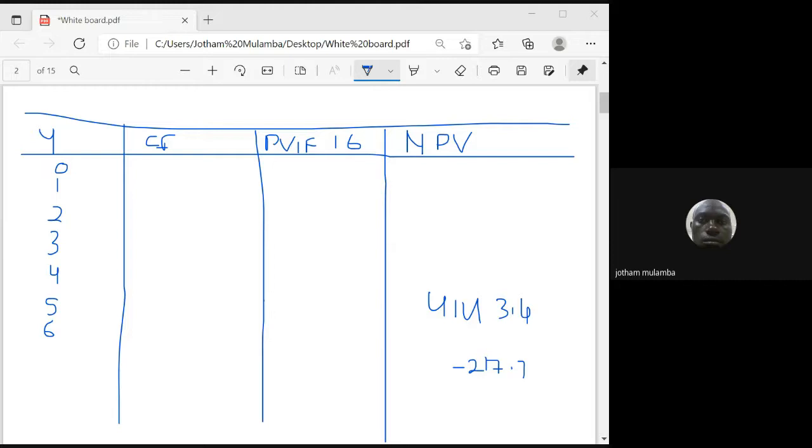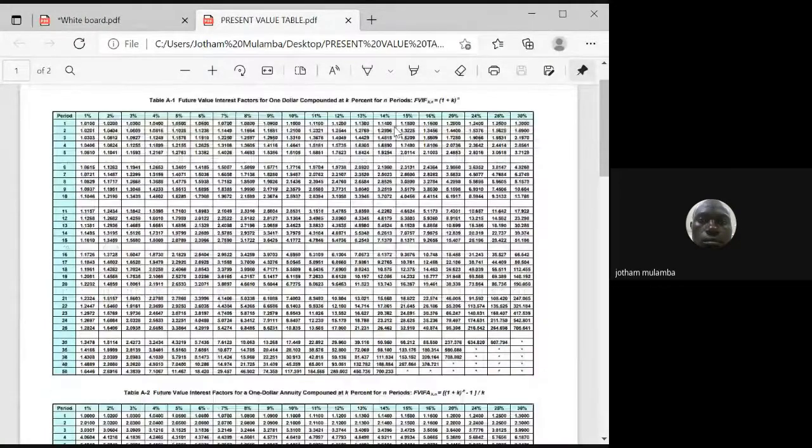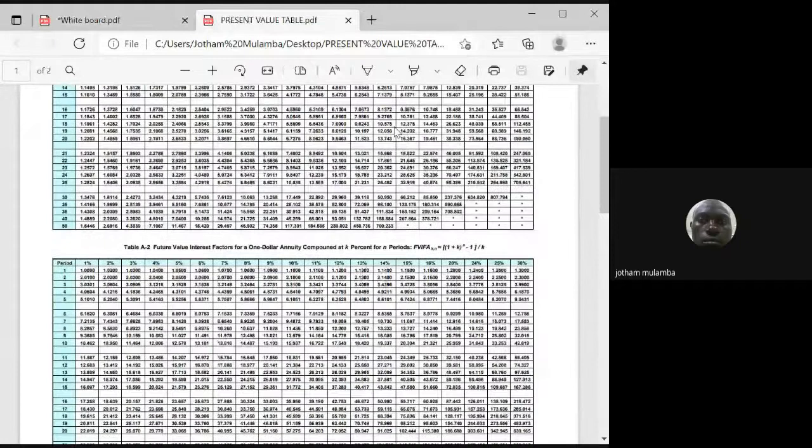Okay, sorry, I was retrieving my calculator so that I demonstrate to you the PVIF. Other than using the table, we can still use the calculator to get the PVIF. So, just a minute, I open the PVIF table, then I show you how to use it. Now, if you look at the table where there's PVIF, there's a formula I've been given.